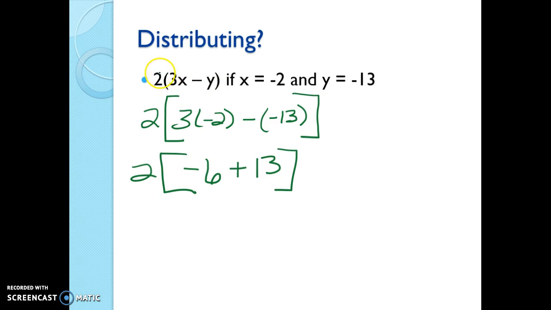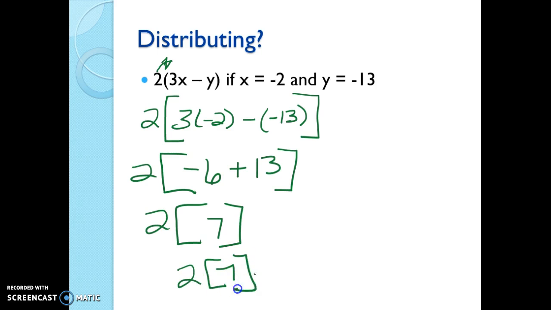Oh, wait. No, that works. Okay, sorry. I was thinking I hadn't taken care of that. All right. -6 plus 13 is the same thing as 7. 2 times 7 is 14. Yes, 2 times, sorry, I had a phone call. 2 times 7 is equal to 14. All right.